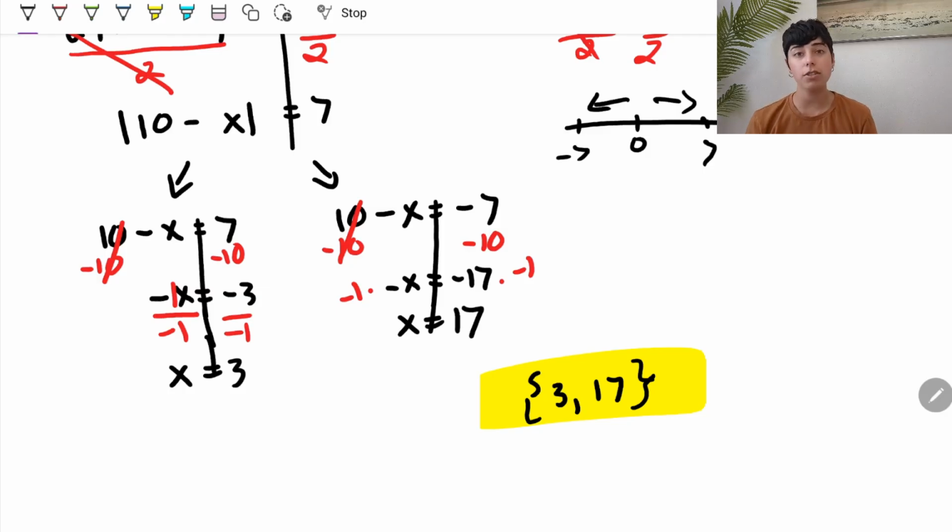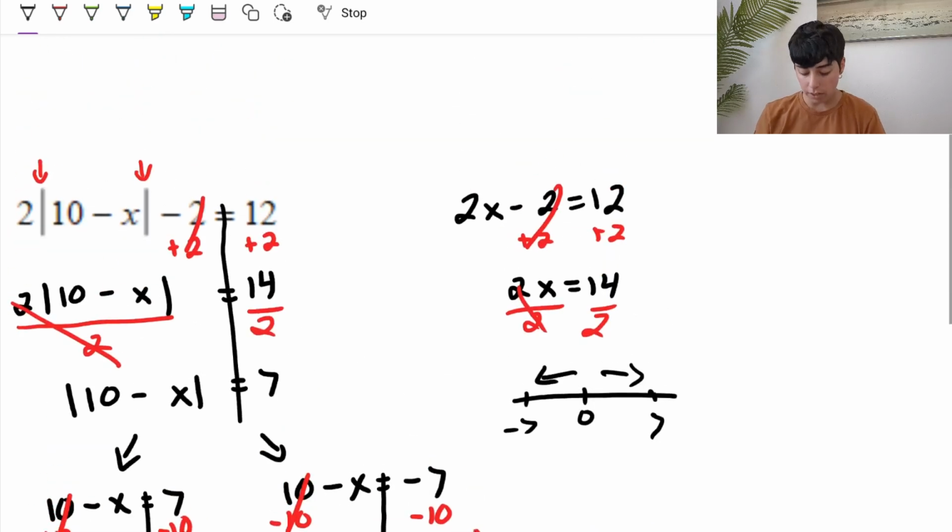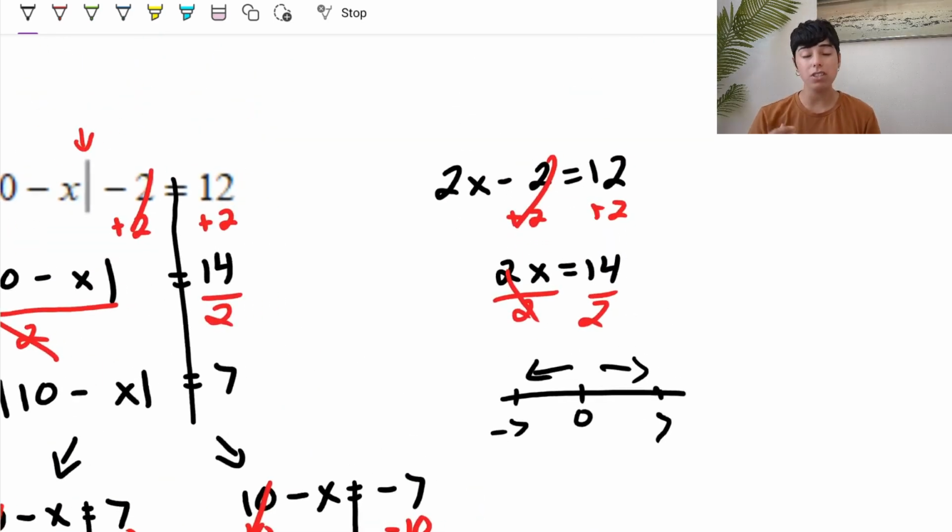And that is how you solve an absolute value equation: do the outside first, like a normal equation. You can even rewrite it like we had to do to kind of see what to do, and then solve the inside with a positive and negative number.